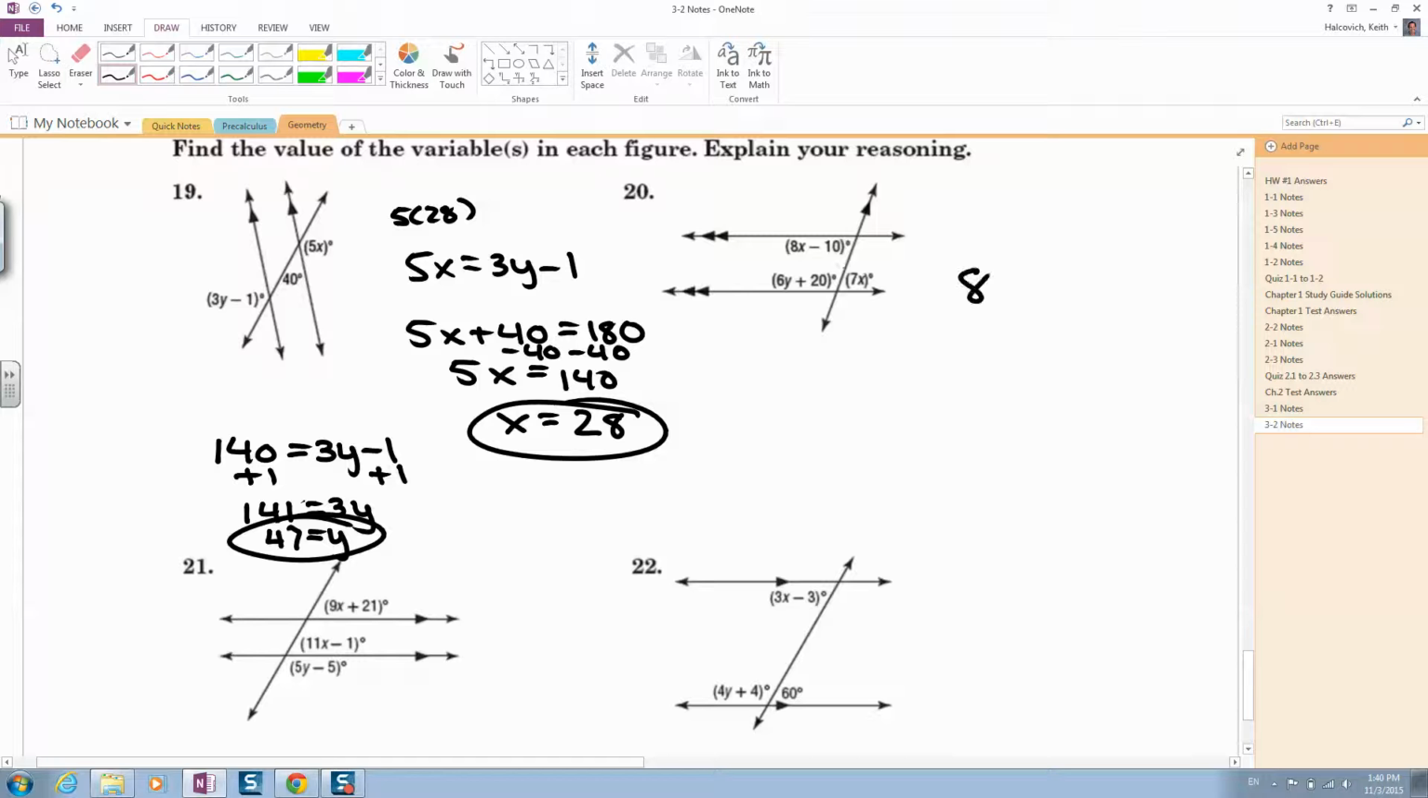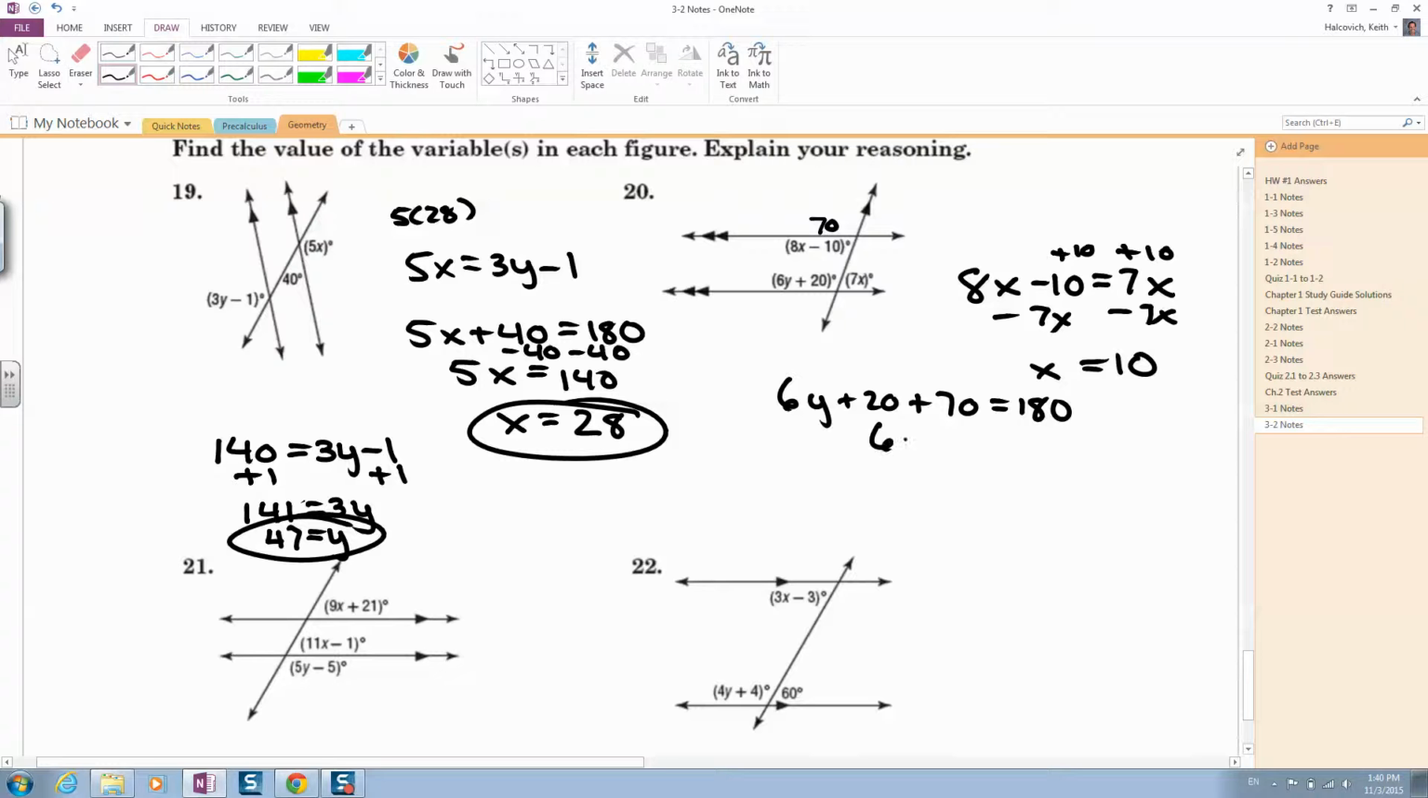Alright, here 8x minus 10 equals 7x. So that means if I subtract 7x, I get x, add 10. So I get x equals 10. 80 minus 10 is 70. So 6y plus 20 plus 70 equals 180. So 6y plus 90 equals 180. 6y equals 90. y equals 15.